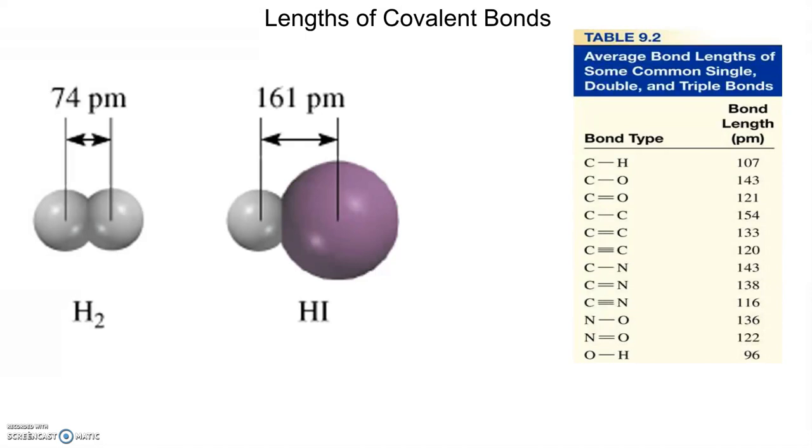Well, if you notice, a double bond length of 121 for carbon to oxygen is less than the bond length of a single carbon to oxygen bond. The double bond in carbon dioxide is less than a singly bonded carbon to oxygen. Now that's the bond length. What do you think that has to do with energy? Well, as the bond length decreases, the energy is going to increase.